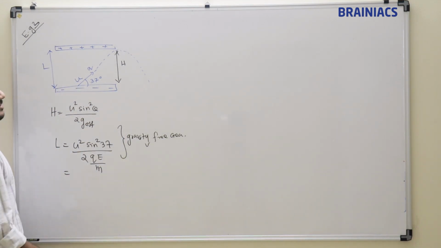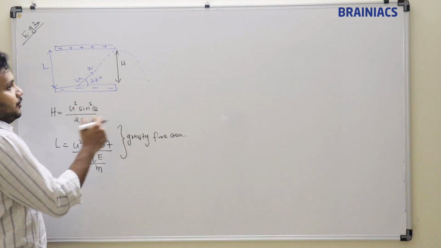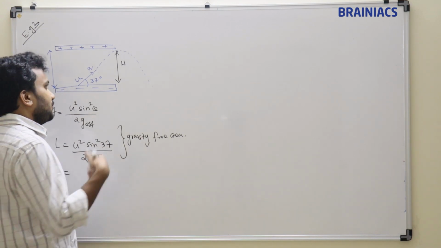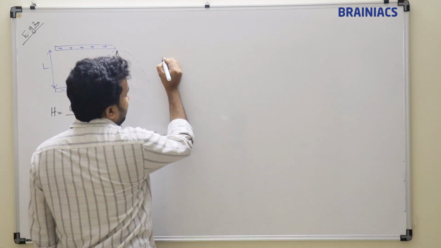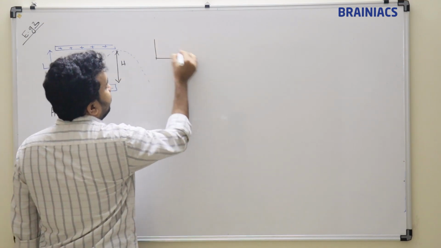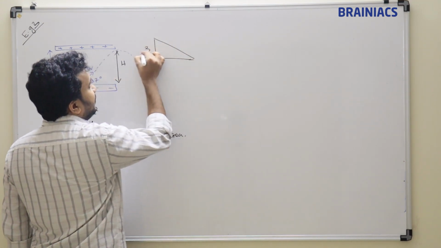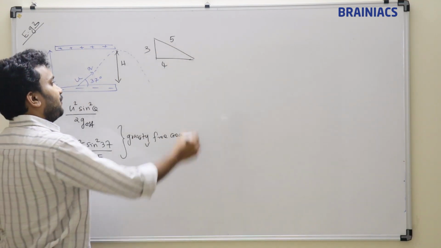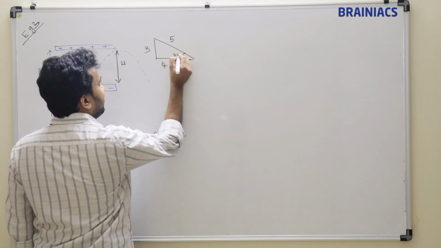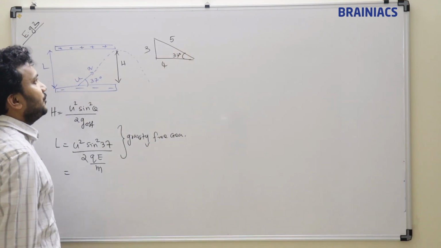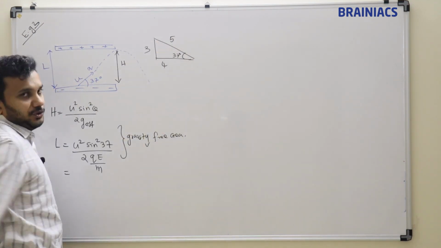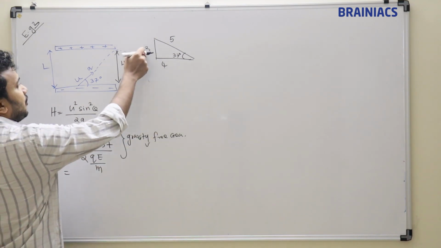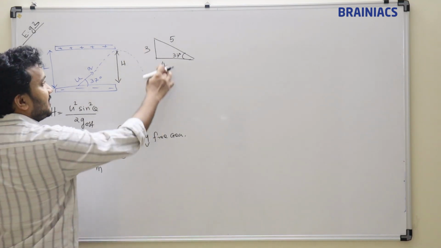Now we have to see sine 37. You have to remember this 37 value. Sometimes it may be given in the question, sometimes it may not be given, but whatever, you have to remember these values. This is 3, 4, 5. I remember it like this with a triangle. You can also follow the same method. This is called 37. So sine 37 means opposite side by hypotenuse. Cos 37 means adjacent side by hypotenuse.